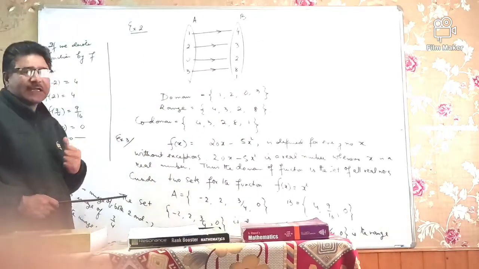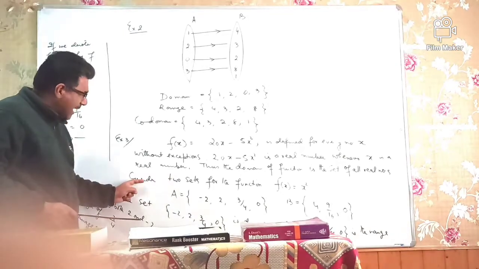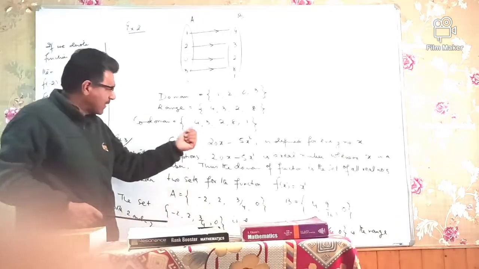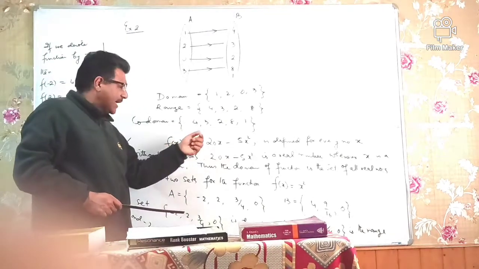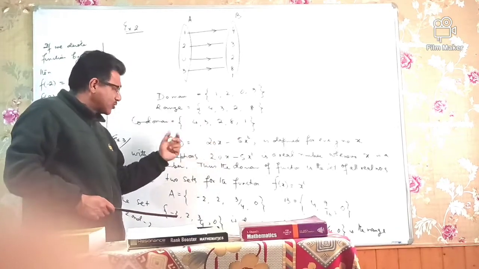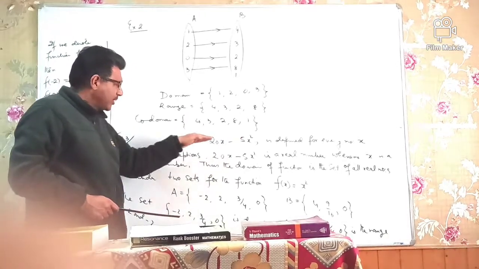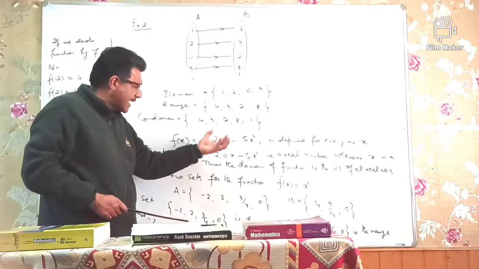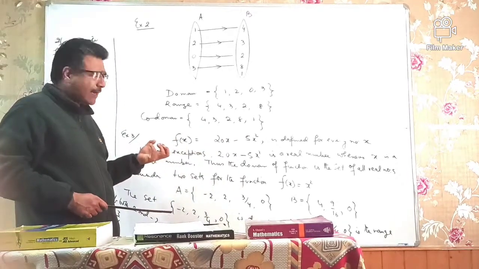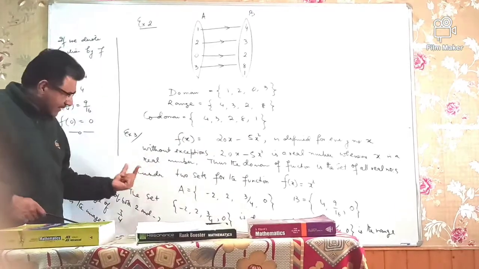Now I will take another example. The range is also the set of all real numbers, because if I put x as a real number, I will get a real number. If I put x as another real number, I will get a real number. So what is the domain of this function? The domain of this function is the set of all real numbers, and I will receive also the set of all real numbers. Now consider another example.